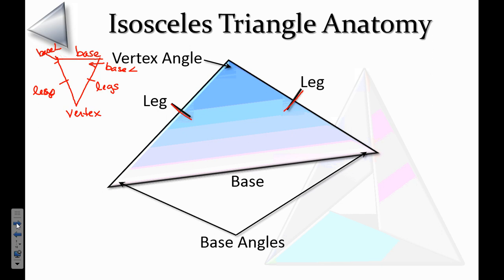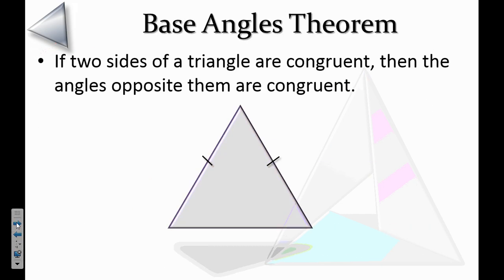The base angle theorem, yes sir. The base angle theorem says that if two sides of a triangle are congruent, then the angles opposite them are congruent. If two sides of a triangle are congruent, then the angles opposite those sides are congruent. So when you have two legs of an isosceles triangle, the base angles will be congruent.